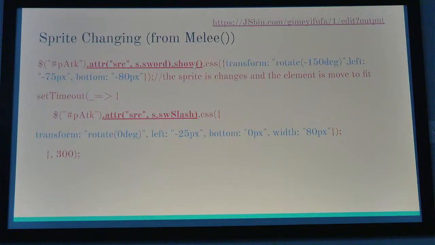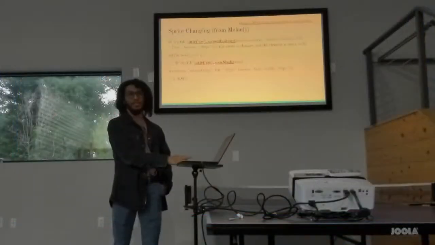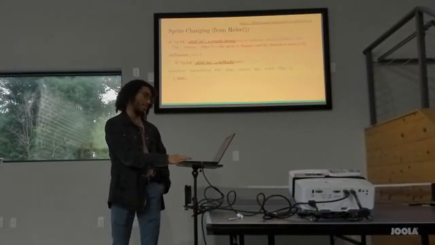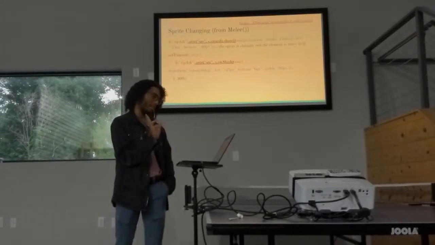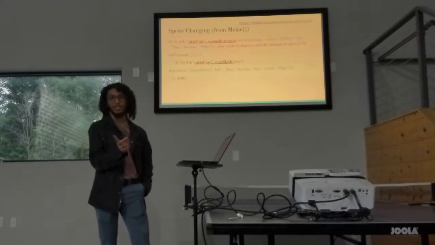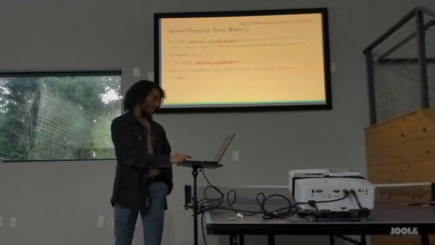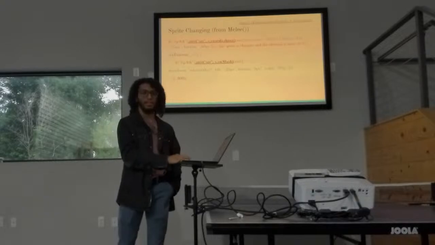Whenever the melee attack is happening, it has a dot attribute to change the source of the image. So the image of the attack becomes a sword, and it changes the CSS to look right, so it's going down. Then to mimic animation, it goes into a slash of sprites and moves again to look right.